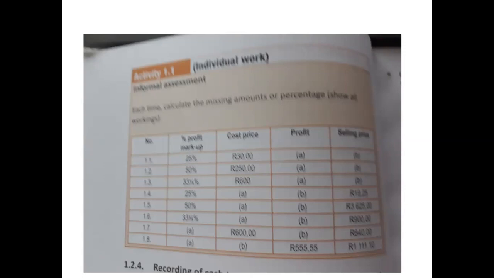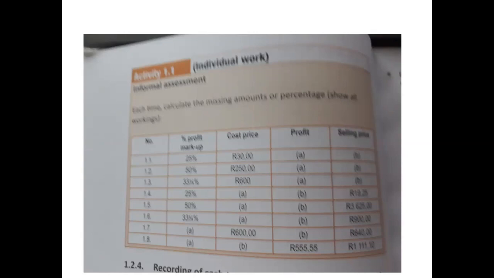Right, let me do 1.1 with you guys. So 1.1, we've got the profit percentage, that is 25%. We've got the cost price of 30 Rand. You need to calculate the profit amount and the selling price. The best will be first to calculate the selling price. You need to know it out of your head, and if you can't remember it, write it down now. How do you calculate the selling price?